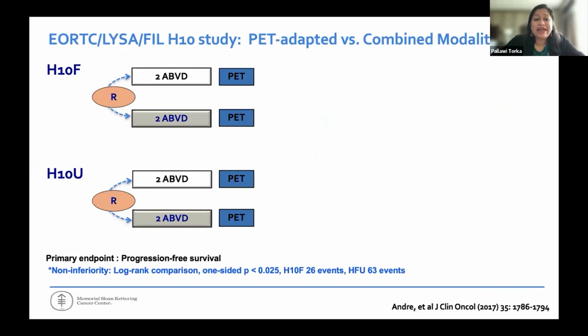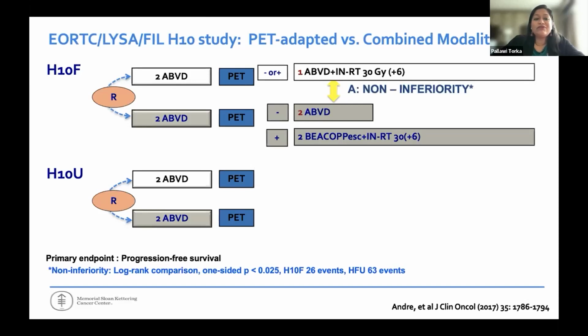So the H10F study and the H10U study, basically, they tried to answer too many questions all at once. I'm going to try and walk you through the data. So first of all, they wanted to look at the favorable group. And as you remember, in the favorable group, the standard of care at that time was you do 2 cycles of ABVD, and then regardless of whether the PET is positive or negative, you do 1 cycle of ABVD and RT, and you're done.